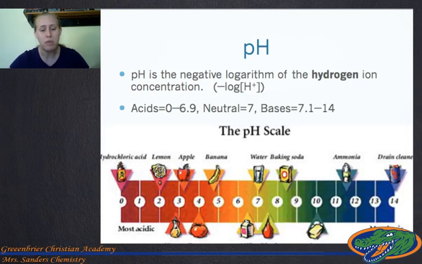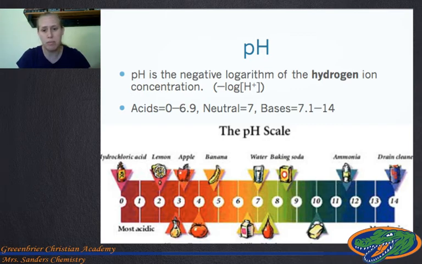Now we're going to get into explaining what pH and pOH are. pH is the negative logarithm of the hydrogen ion concentration, and this is always going to be the molar concentration of your hydrogen. So you just type in negative log, and then you type in your concentration for your hydrogen. When you use the pH scale, acids will always be smaller, so they're going to be from 0 to 6.9.